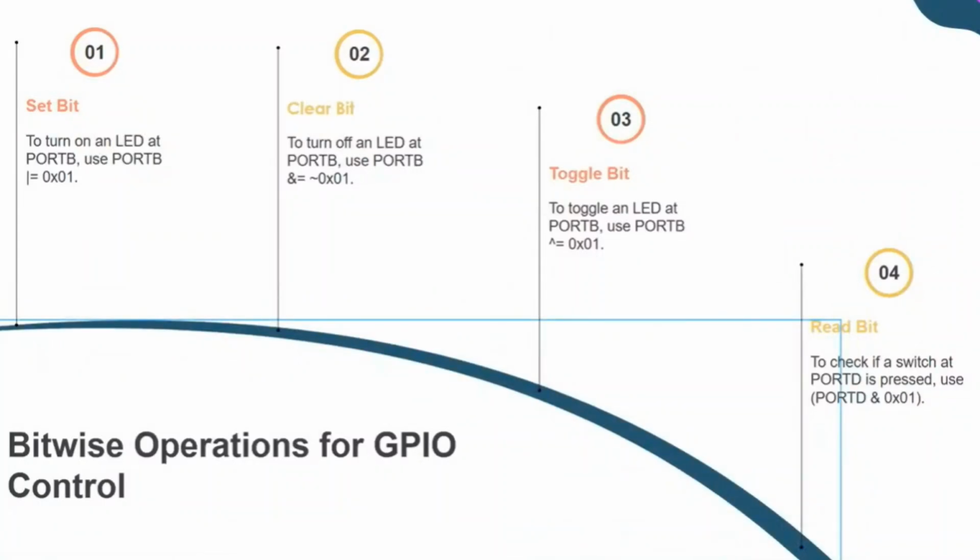Bitwise operations for GPIO control. They are set bit, clear bit, toggle bit, and read bit. Set bit turns on the LED, clear bit turns off the LED, toggle bit toggles that LED, and read bit checks if the switch at the port is pressed or not.